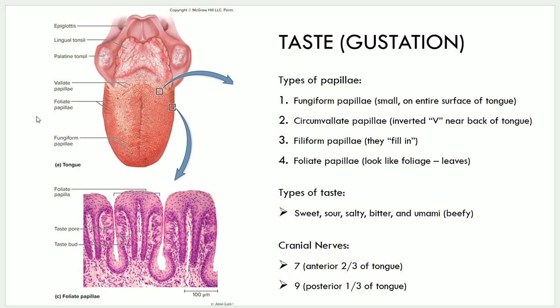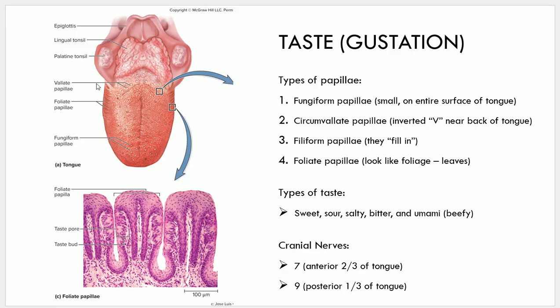Fungiform papillae are small bumps on the entire surface of the tongue. If we were to zoom all the way into a fungiform papilla, they would look like little mushrooms. So these are these individual bumps all over the tongue. We also have foliate papilla on the sides. So these guys right here, those are foliate. You can think of them as half of a leaf shape, foliage, foliate papillae. You rake your leaves to the side. Foliate papillae are on the side of the tongue. It's a way to remember that.